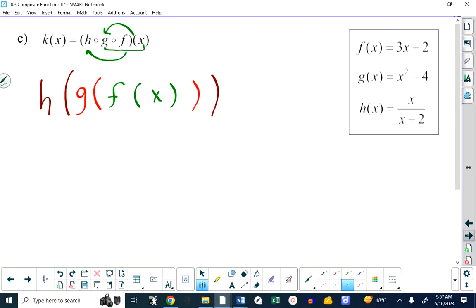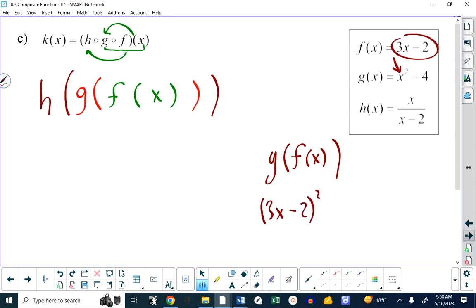I would personally figure out, and I'm going to not use the colors here, what is g of f of x? Let's figure out what that is first. Then we can worry about going further. Well, g of x is x squared minus 4. G of f of x means I'm going to take this and put it in there. It's going to become 3x minus 2 quantity squared minus 4. And we need to simplify that. We can simplify it later if you like, but I think it's better to simplify it now.